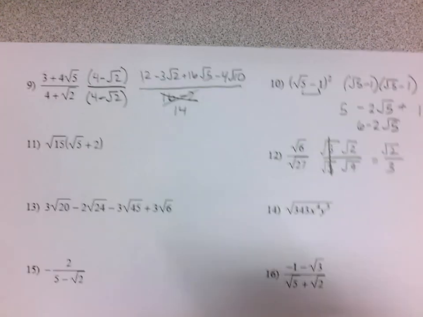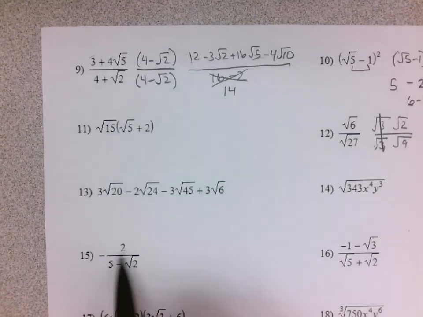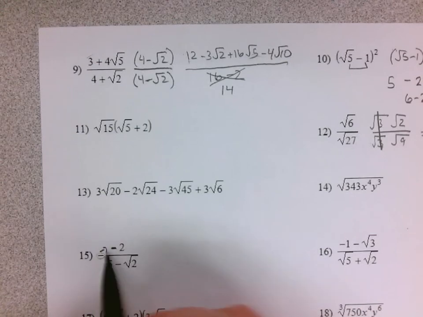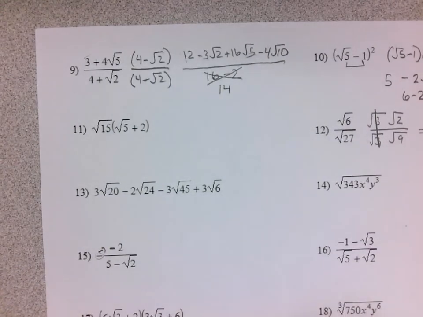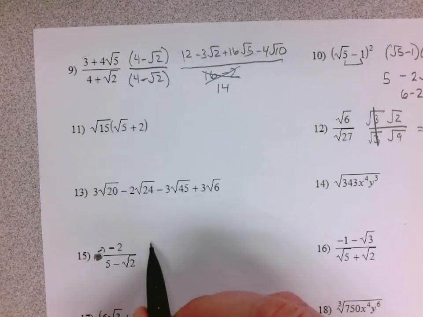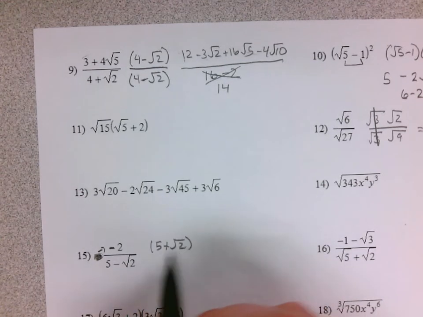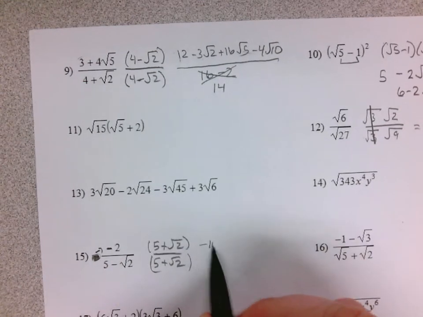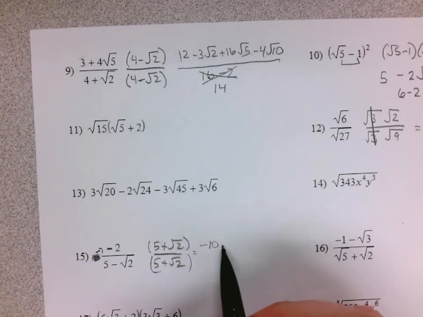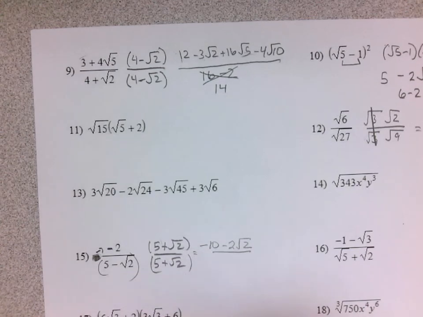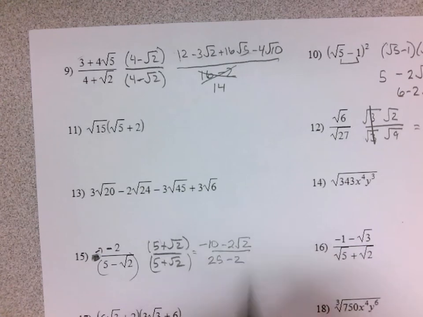Alright, I want to talk about this negative out front here. Just make sure you put the negative in the numerator, or the denominator, but not both. So I'm putting it in the numerator. And I'm multiplying by 5 plus radical 2 over 5 plus radical 2. So that's negative 10 minus 2 radical 2 all over 25 minus 2. So that is just 23.